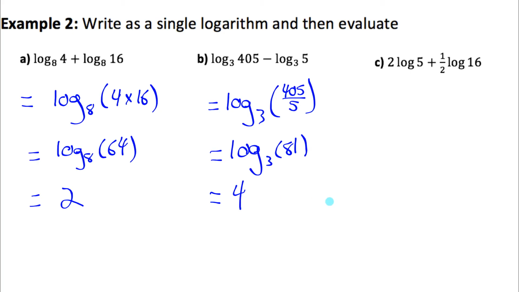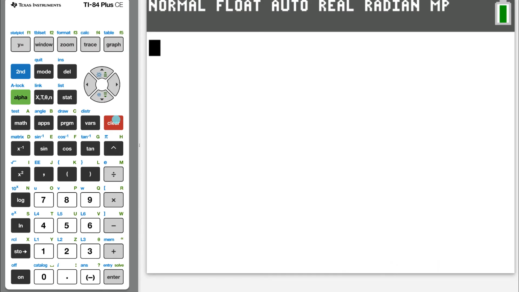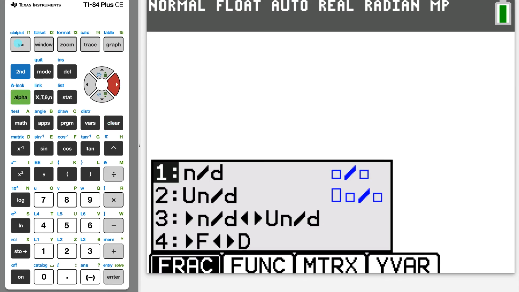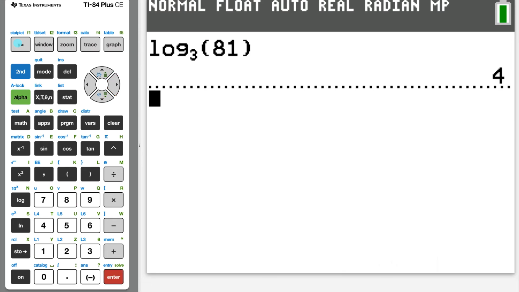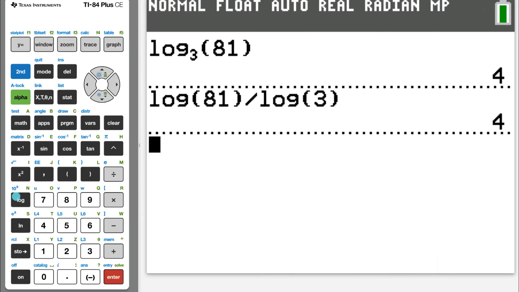And if you weren't sure about that, you could ask your calculator in one of two ways. If your calculator has a change of base button, you could simply type log base 3 of 81. If your calculator doesn't have a change of base button, you use the change of base formula, which would be log 81 divided by log 3. That's also 4, same thing.